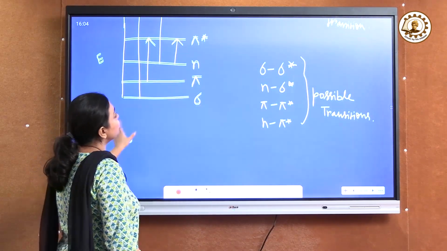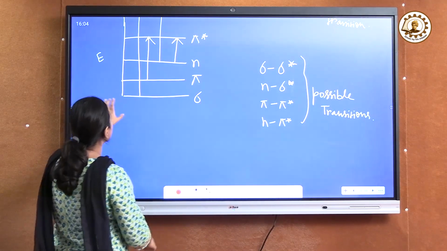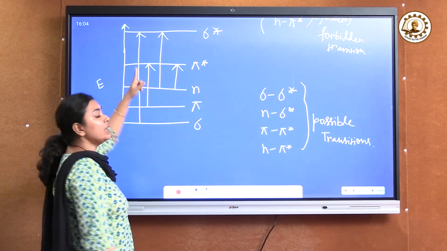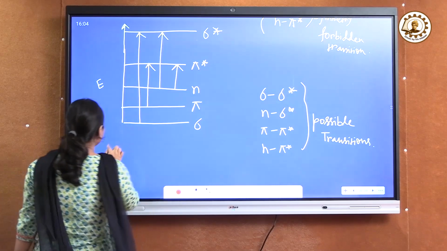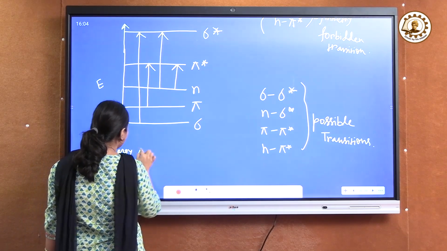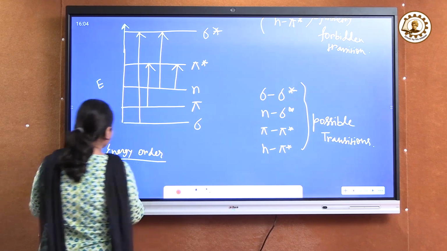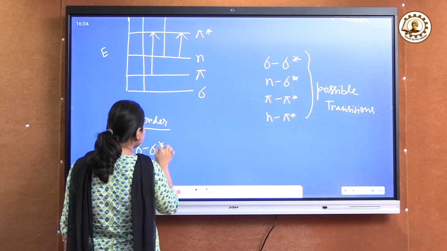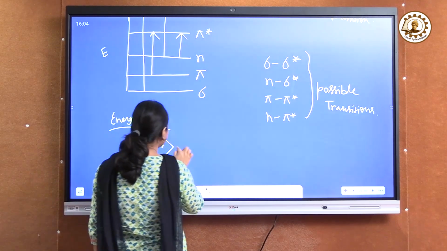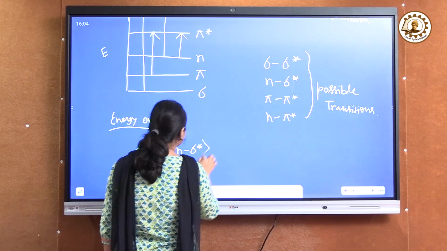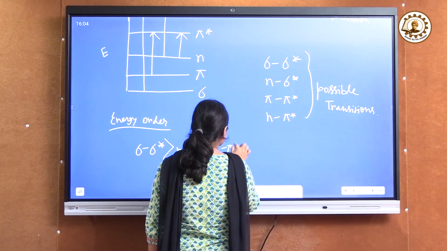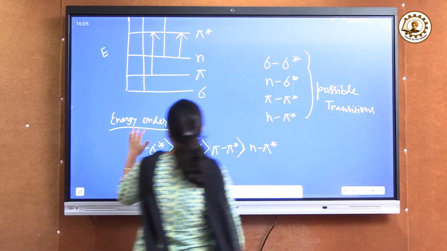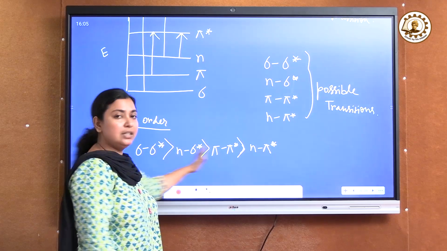Now, if we want to know the energy order of these transitions, from this energy diagram we can say that sigma to sigma star will require the highest amount of energy. So the energy order will be: sigma to sigma star requires the highest amount of energy, then n to sigma star, then pi to pi star, then n to pi star. So this will be the energy order of the electronic transitions.